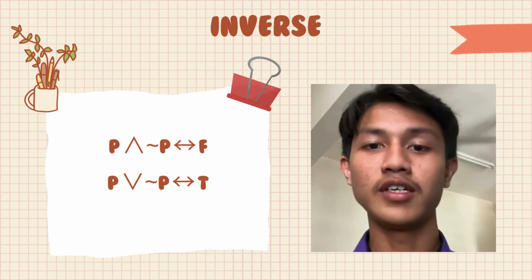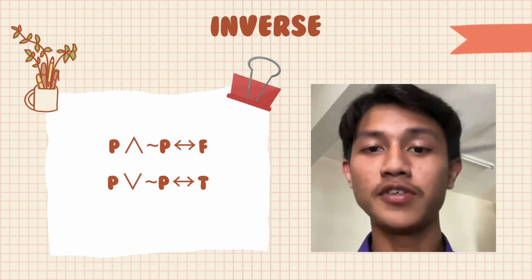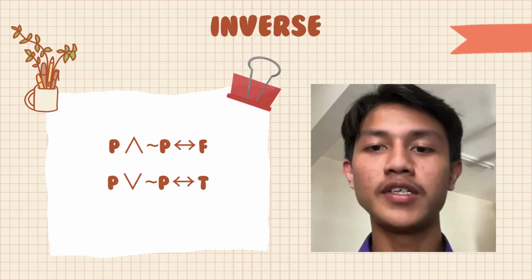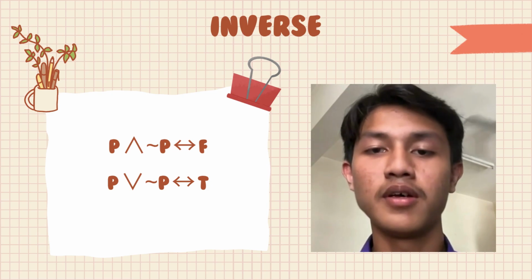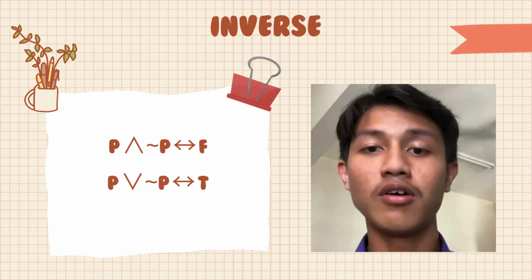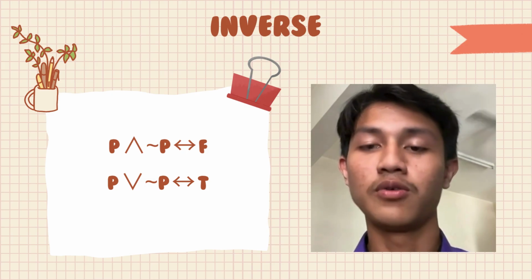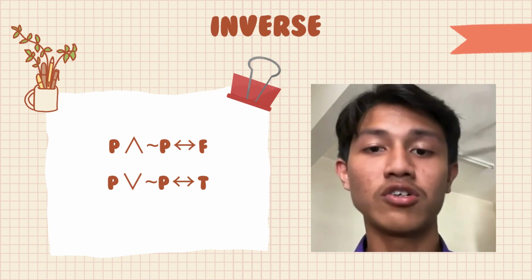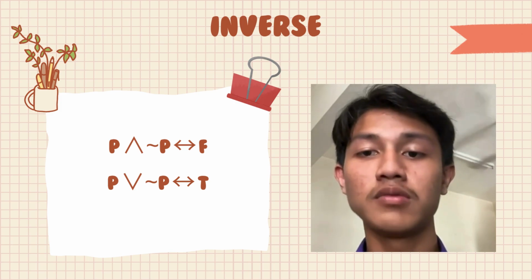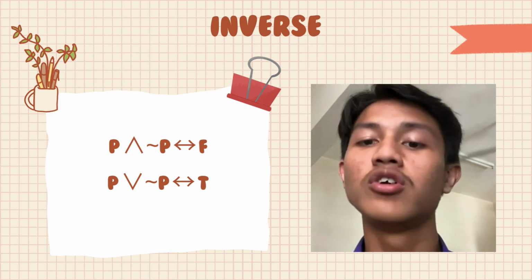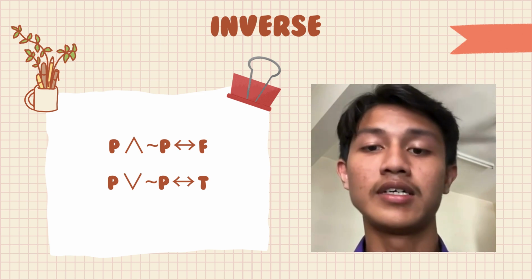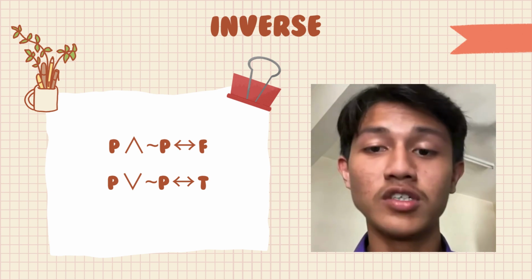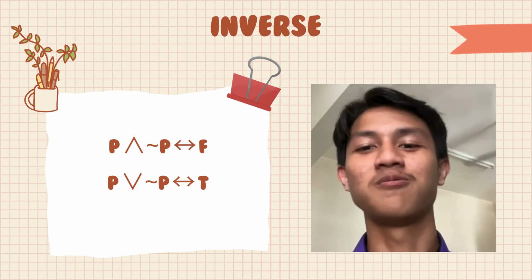The last one in types of law is inverse. Lastly, we have the inverse. Unlike the contrapositive, this form is not logically equivalent to the original. It is a common mistake to assume they are, so it's important to distinguish the two.